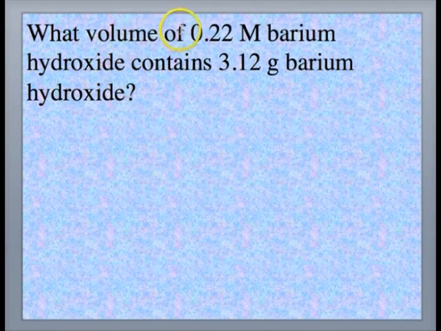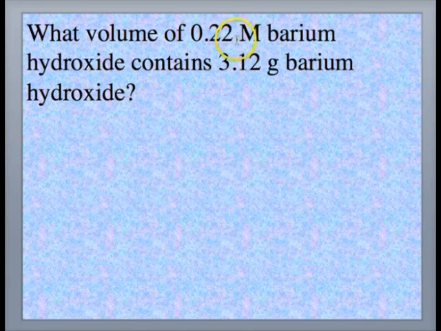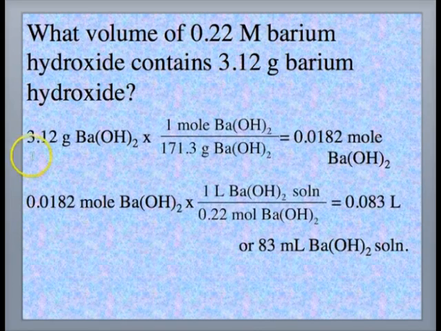There's another question: what volume of 0.22 molar barium hydroxide contains 3.12 grams of barium hydroxide? Now, our first step, obviously, since we're dealing with molarity, and that's moles of solute per liter of solution, and we're given grams, our first job is to convert grams to moles. So that's 3.12 grams divided by its formula weight. Grams cancels out, leaves us with moles of barium hydroxide.